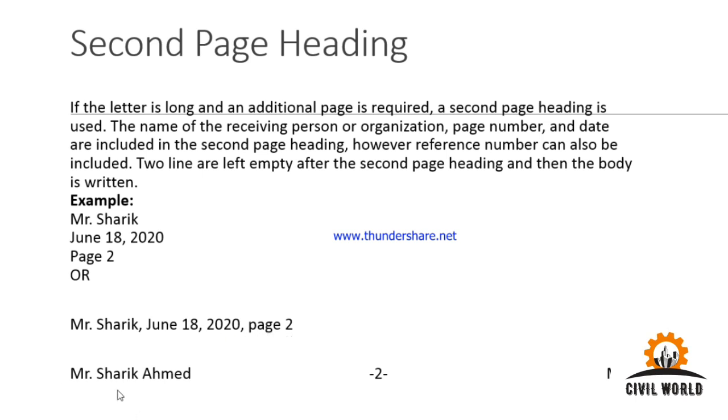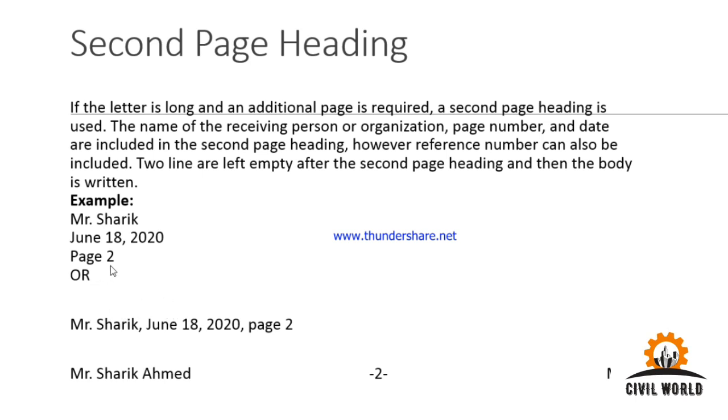The third option is that on the very left-hand margin you mention the name of the recipient, and you leave a space. At the center you mention the page number with two dashes before and after it. Then on the very right-hand margin you go for the date. So these are the three ways of writing the headings of the second page. The page number can be, instead of two, three or four or five, depending on how long the letter is.